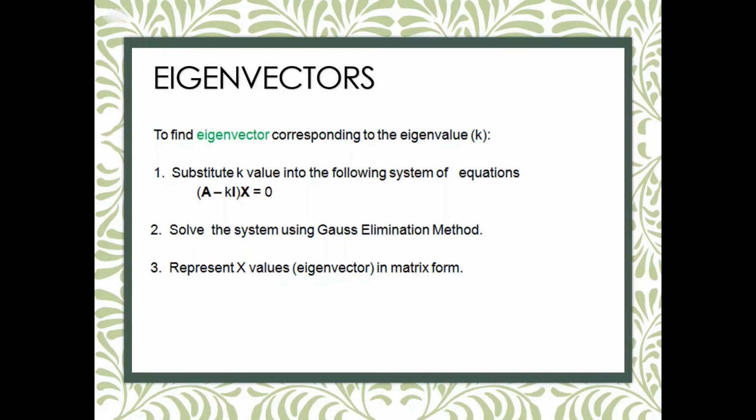Once we have the eigenvalues, we can find the eigenvector for each eigenvalue. To do this, first substitute the k value into the following system of equations, that is (A - kI)x = 0. Then, solve the system using the Gauss elimination method. And finally, represent the x values in matrix form. This should be the answer for the eigenvector corresponding to the eigenvalue.